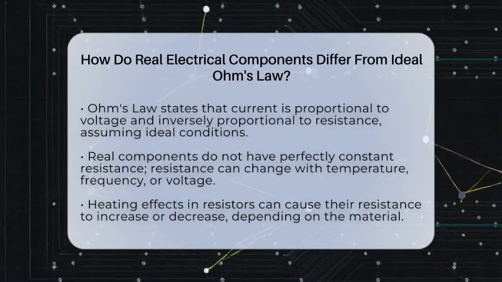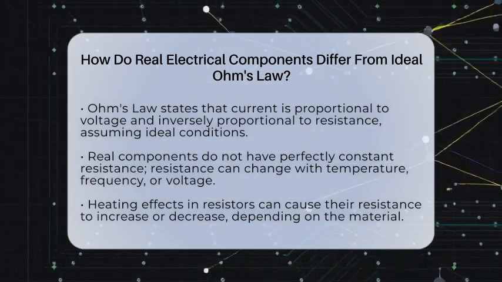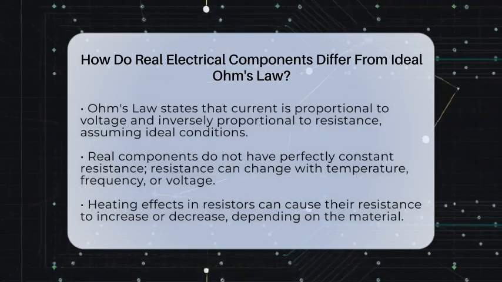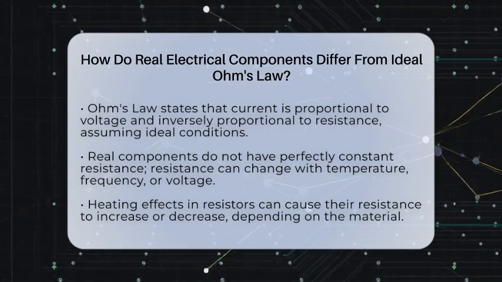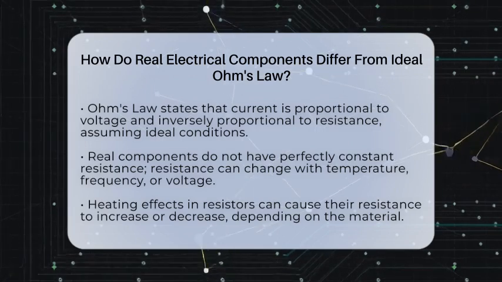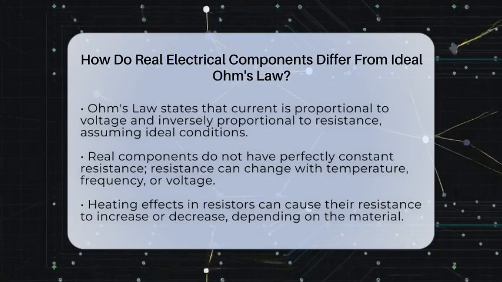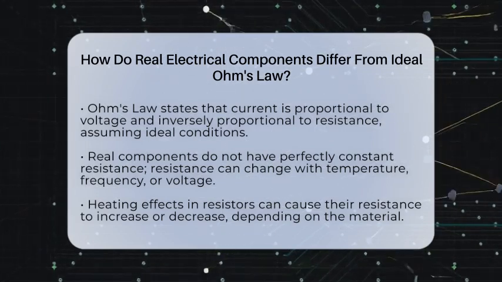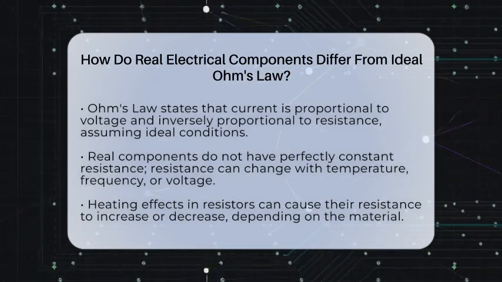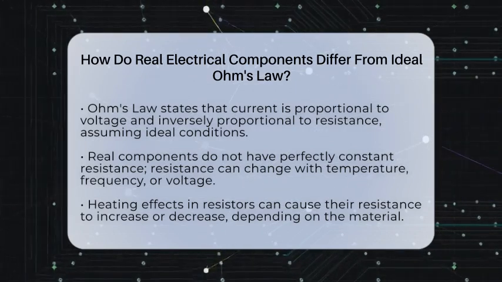Ohm's law states that the current flowing through a conductor between 2 points is directly proportional to the voltage across those points and inversely proportional to the resistance. It's written as V equals I times R. This law assumes that resistance stays the same no matter what voltage or current is applied, and that components behave predictably and linearly. But in real life, things are a little more complicated.